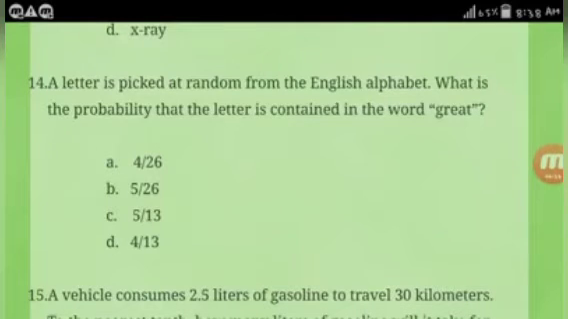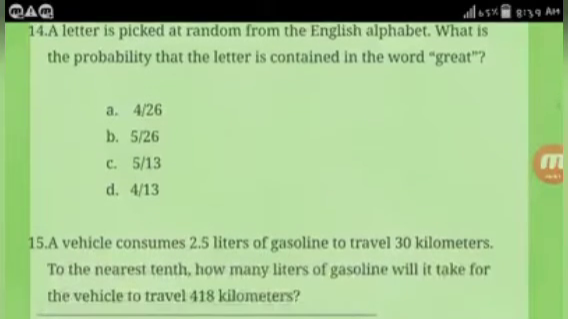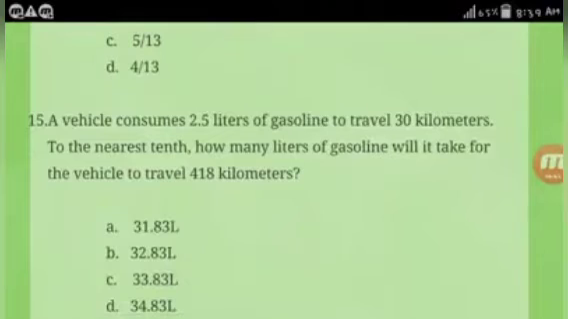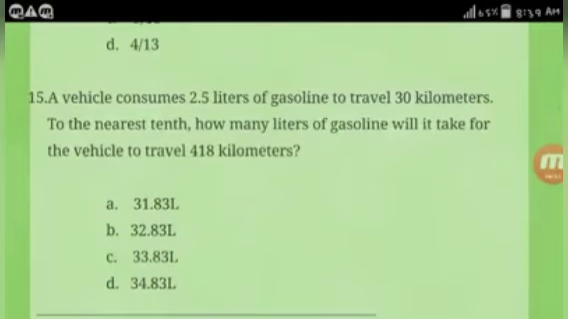So how many letters do we have here? It's 5. How many letters all in all in the English alphabet? We have 26. So the answer here is 5/26, which is letter B. Next, a vehicle consumes 2.5 liters of gasoline to travel 30 kilometers. To the nearest tenth, how many liters of gasoline will it take for the vehicle to travel 418 kilometers?